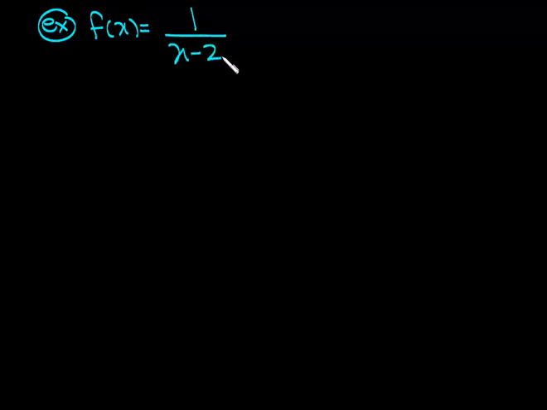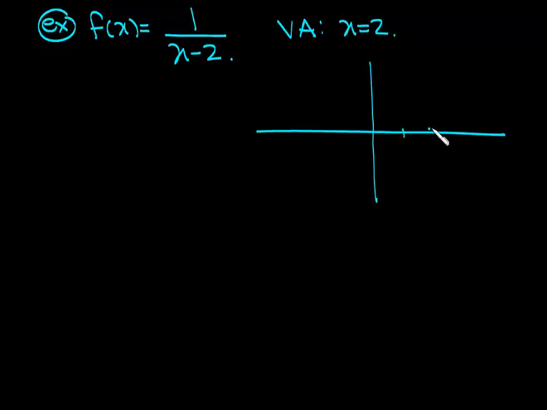Okay, so let me give you an example. Let's say my function f of x is 1 over x minus 2. And I'll tell you for now that my vertical asymptote for this problem is x equal to 2. So let's draw a line here at 2. This is 1 and 2, so we're going to draw a vertical line at 2. This is the line x equal to 2.